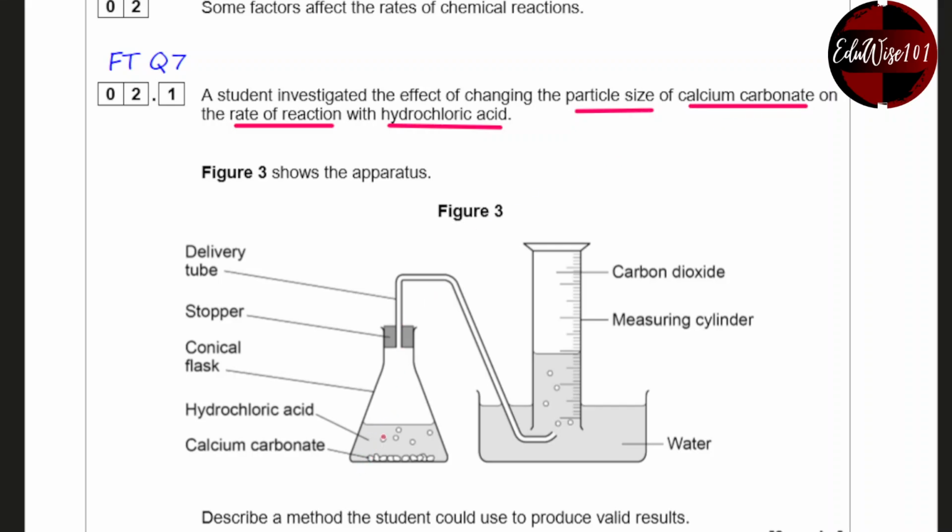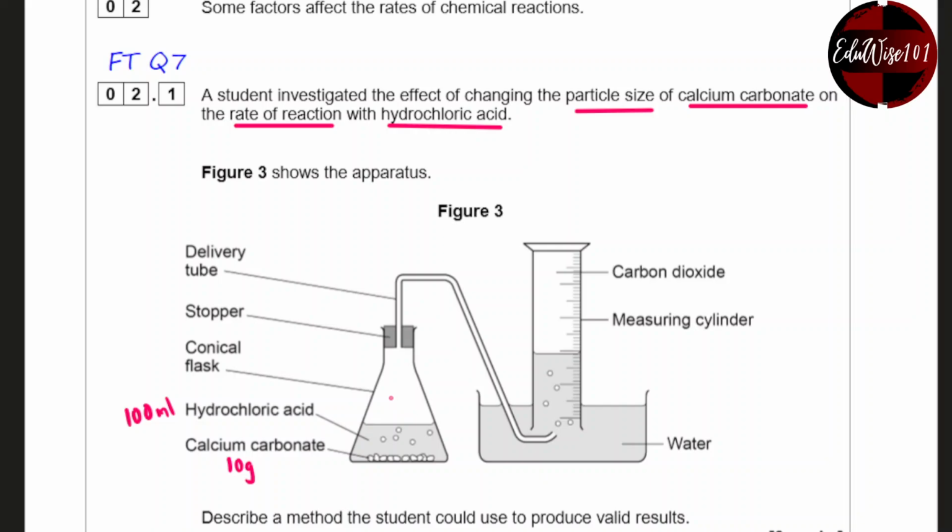Now, according to the diagram, they've got calcium carbonate. Now this needs to be a measured amount. Hydrochloric acid has to be a measured amount as well. Let's say you'd use about 10 grams, and hydrochloric acid, let's say about 100 ml or milliliters.